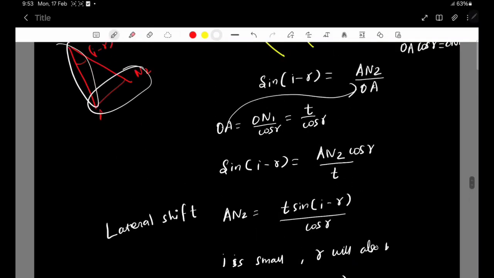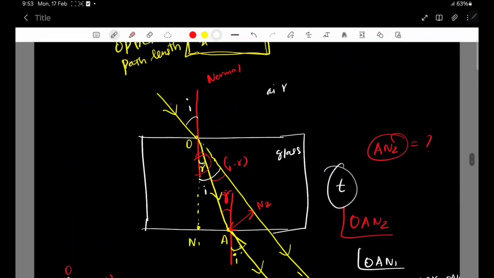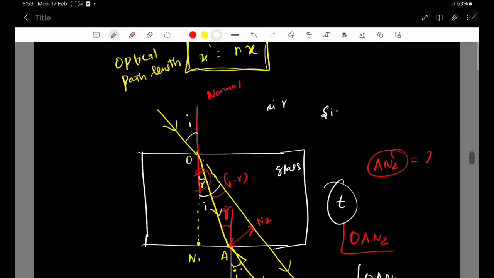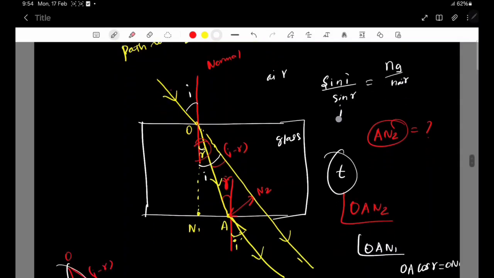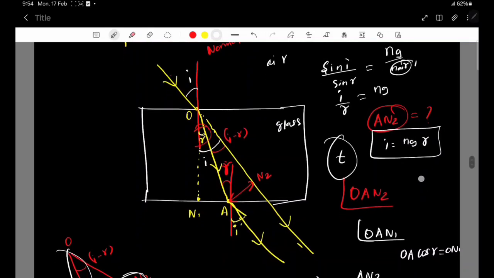So we got these expressions. Now if you apply Snell's law for this particular surface, what value you may have? You will be having sine I by sine R, which is equal to N2 by N1. Here N2 is N glass, N1 is N air. N air value is 1 literally. So for a smaller angle, sine I by sine R can be replaced with I by R itself. So I by R equals Ng. N air value is 1. So I can write I equals Ng into R. So I can try to replace this quantity over there.